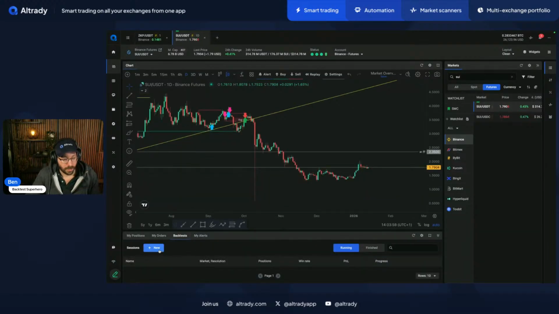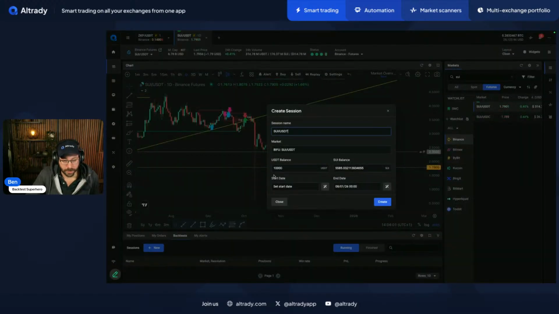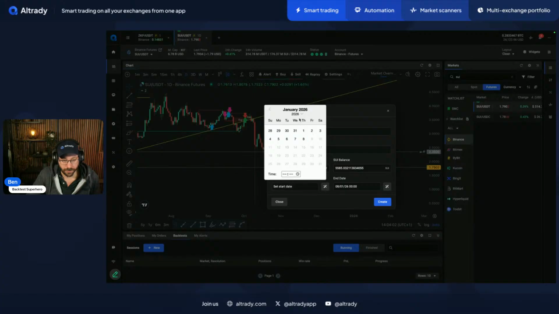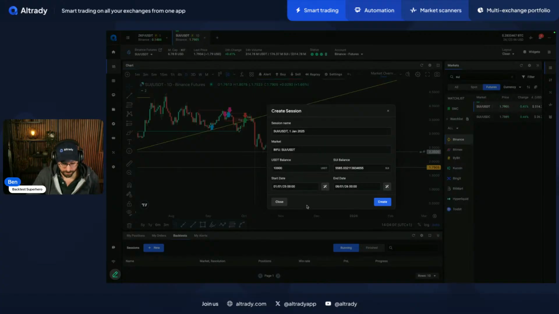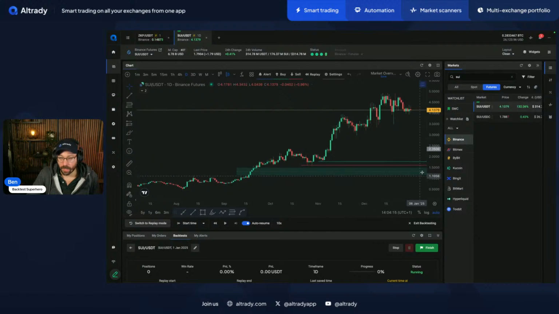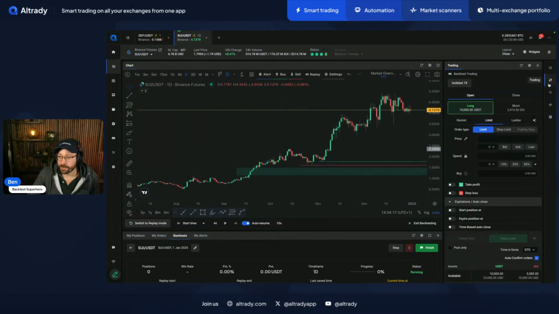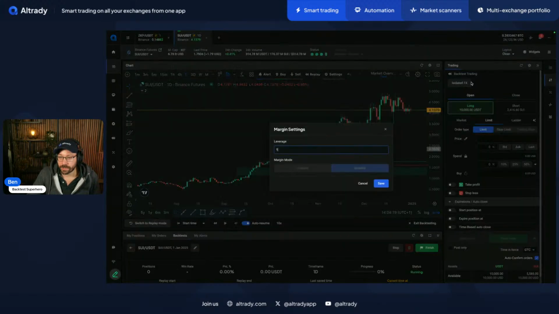Backtest. Create a new backtest. SUI, 1st of January 2025. Oh, you made it easy for me. We'll have a starting balance of 10,000. That's fine. And we will set the leverage to 10.